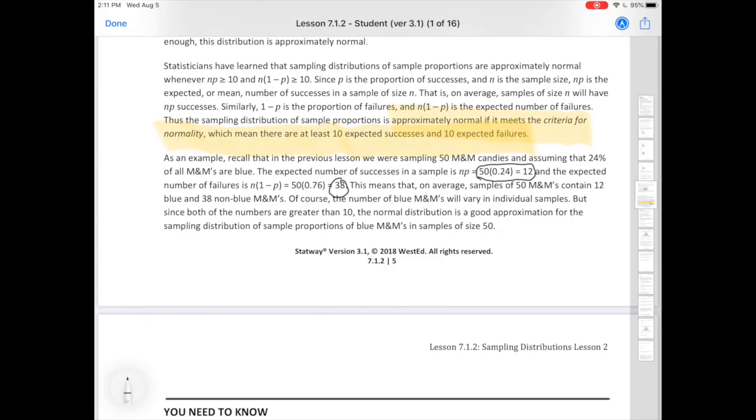Of course, the number of blue M&Ms varies in individual samples, but since both of these numbers are at least 10, the normal distribution is a good approximation for the sampling distribution of sample proportions. In other words, a sample of size 50 is big enough with the M&M example.